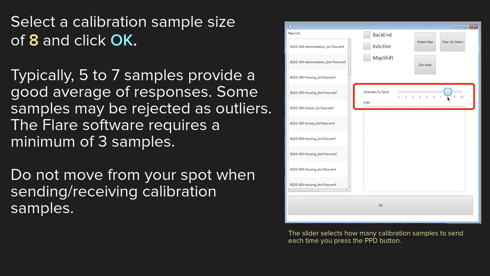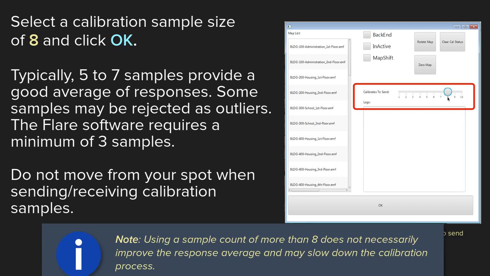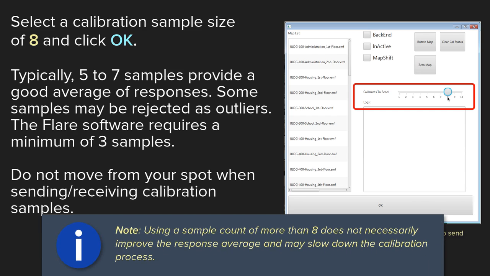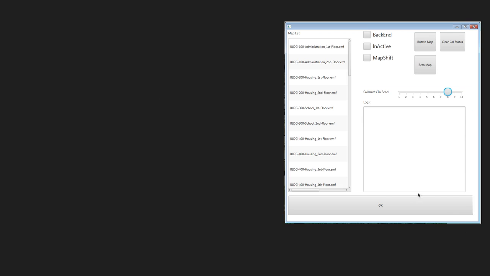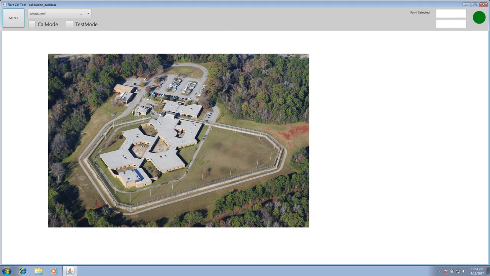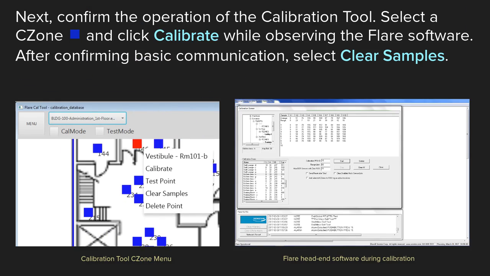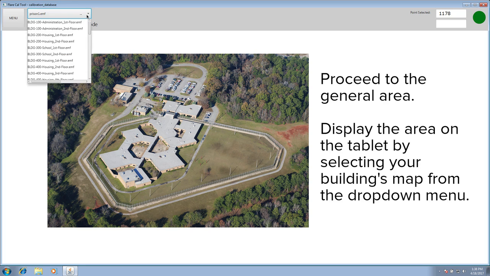Do not move from your spot when sending or receiving calibration samples. Note, using a sample count of more than 8 does not necessarily improve the response average and may slow down the calibration process. Next, confirm the operation of the calibration tool. Select a CZone and click Calibrate while observing the Flare software. After confirming basic communication, select Clear Samples. Proceed to the general area.